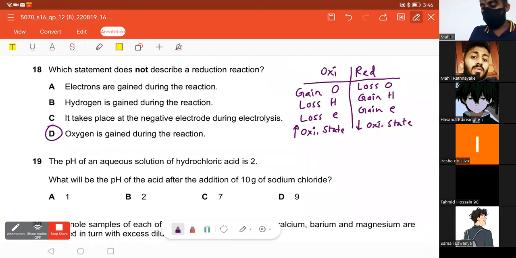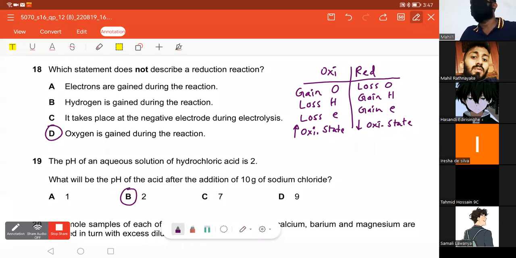The pH of the aqueous hydrochloric acid is 2. What happens when you add 10 grams of sodium chloride? If you want to change pH, you have to add or remove acid or alkali. Then you can change the pH. But is sodium chloride an acid, alkali, or salt? Salt, so you can't change the pH. Why? Salt cannot give either H+ or OH-. Therefore, pH remains as 2.